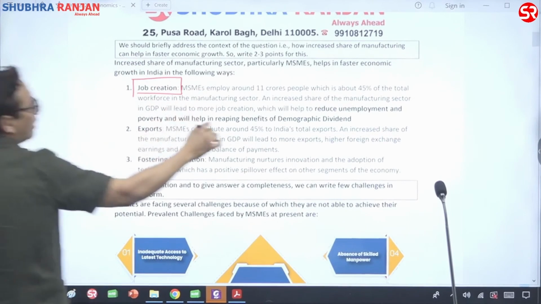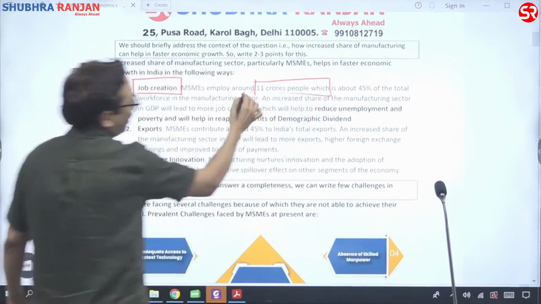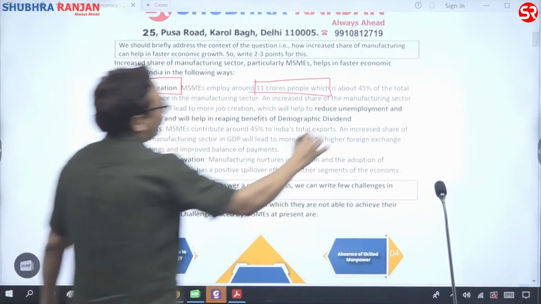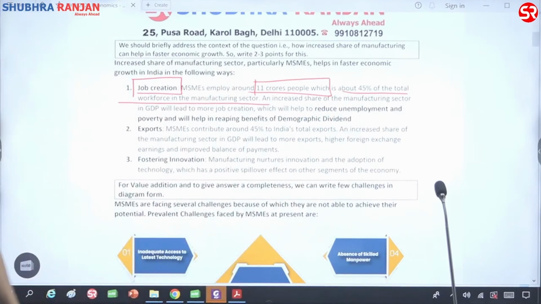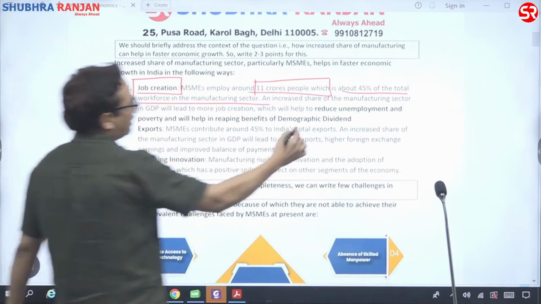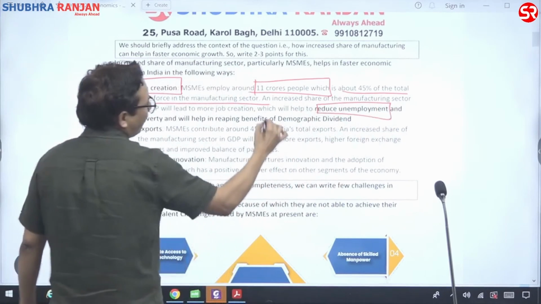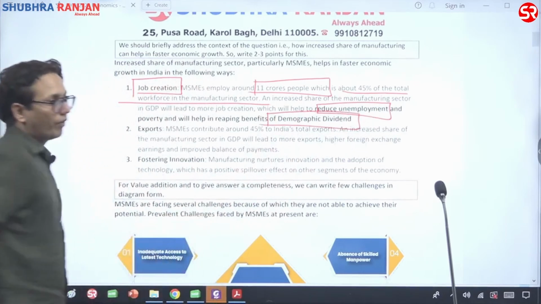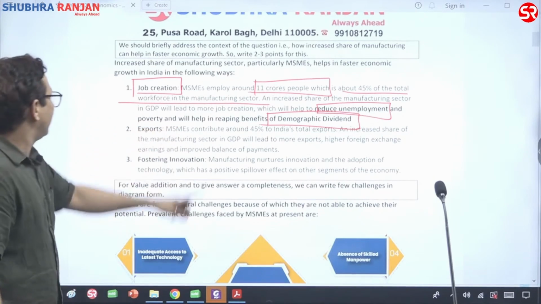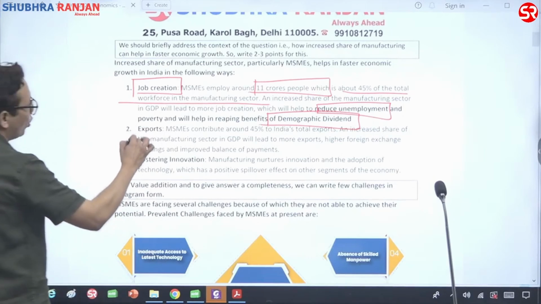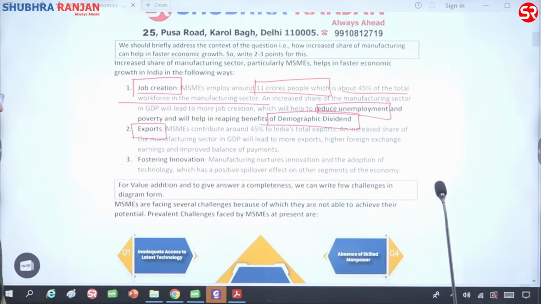Here again we write a fact: employs around 10 to 11 crore people and contributes around 45% of total workforce in manufacturing sector. Right? Another advantage is it will be reducing unemployment and helping us get the demographic dividend. Writing keywords is important. I hope you are able to understand the keywords. Demographic dividend is a keyword, right? Unemployment is a keyword, right? Then they also contribute to exports of India.